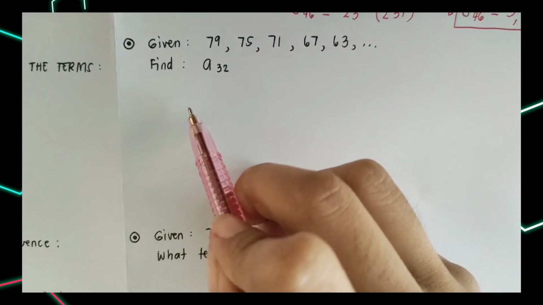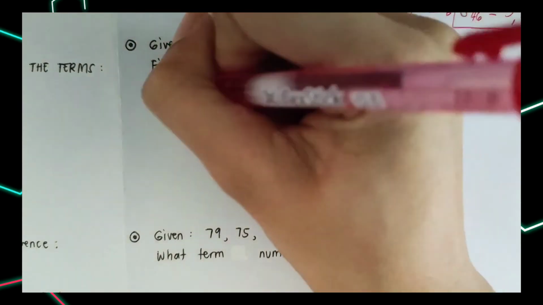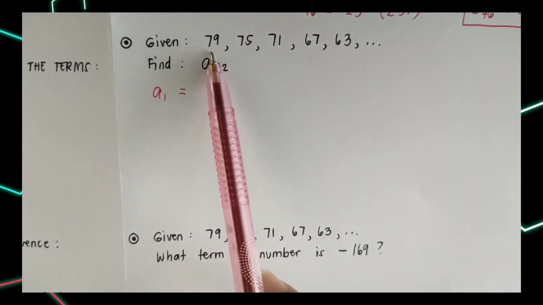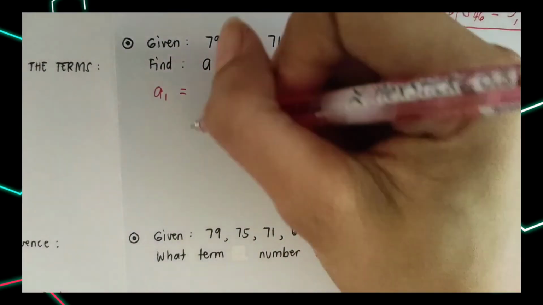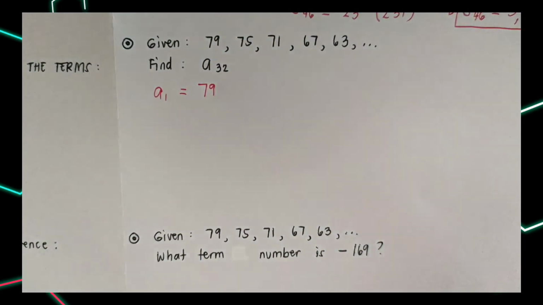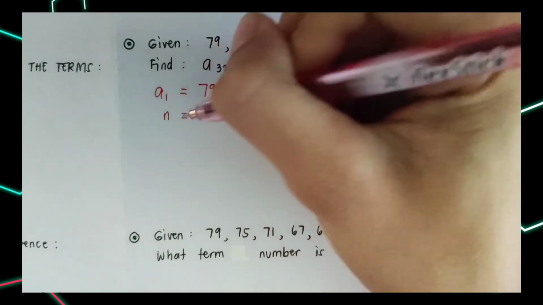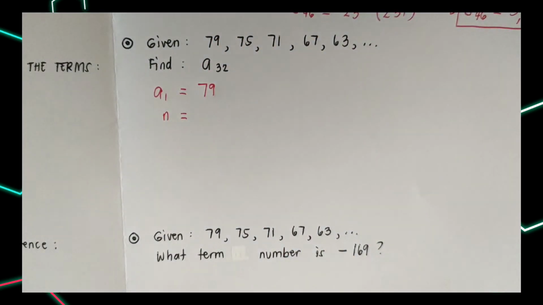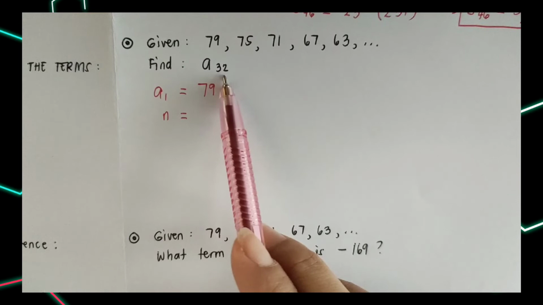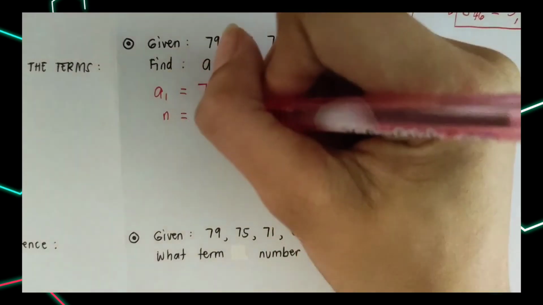Let us now first write the value of our a sub 1. A sub 1 based from the given is 79. So we will write a sub 1 is equal to 79. What is our n? n is the value that we are looking for. Our n is 32. So this will be our n, 32.